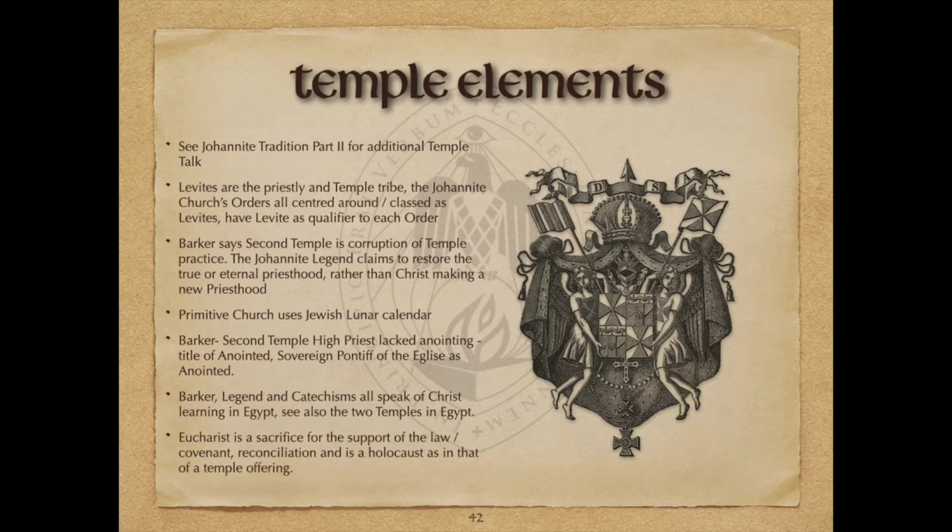And lastly, as is made apparent at several points throughout the Mass of the primitive church, and also within the catechisms of the degrees of the primitive church, the Eucharist is a sacrifice for the support of the law, or the covenant would be another term we could use for that, and the Eucharist is a reconciling ritual. It's a holocaust, which is the phrase they use to describe the temple offering of the First Temple. So they're drawing a specific connection between the Eucharist as a ritual and the Temple of Solomon, something, of course, that lines up completely with the ideas that Margaret Barker presents.